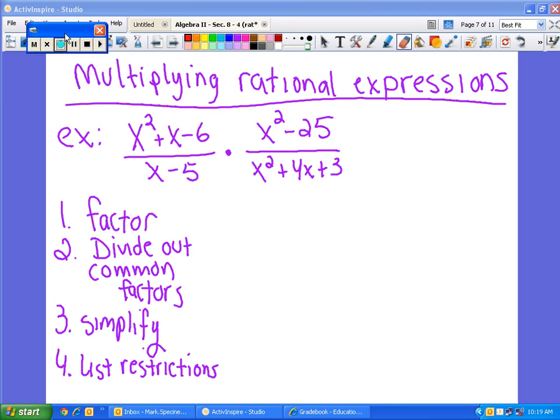Okay, as I was saying, multiplying rational expressions is really just an extension of simplifying rational expressions. The way we're going to do it is exactly the same as the way we simplify. The only difference is that instead of one fraction, we now have two. But your approach is going to be the same. We're going to factor, then we're going to cancel out common factors, simplify if we need to, and then finally list our restrictions. You're not actually really going to multiply.